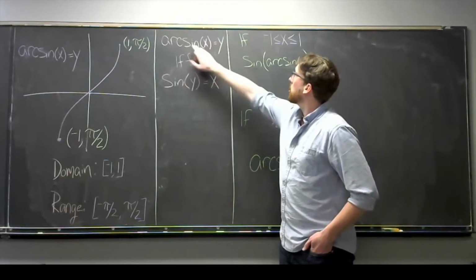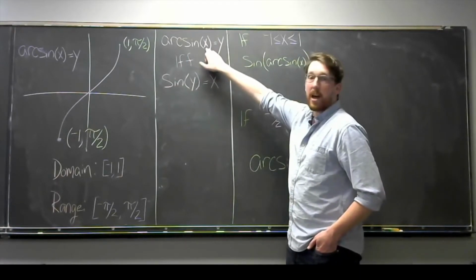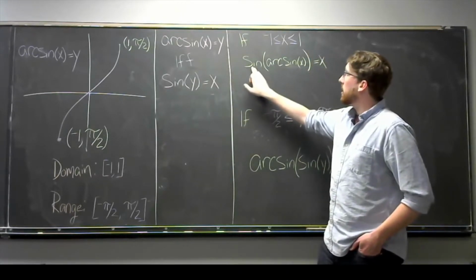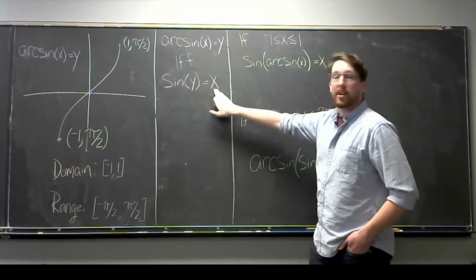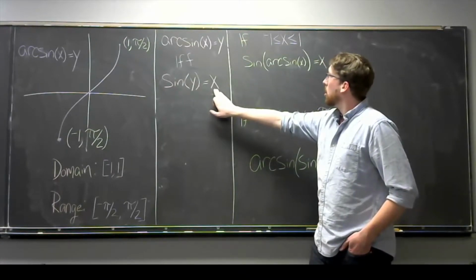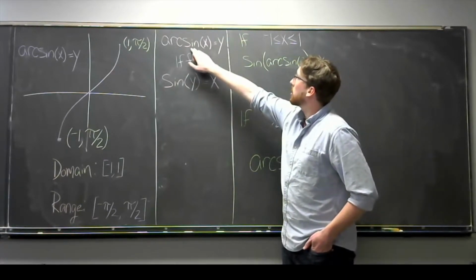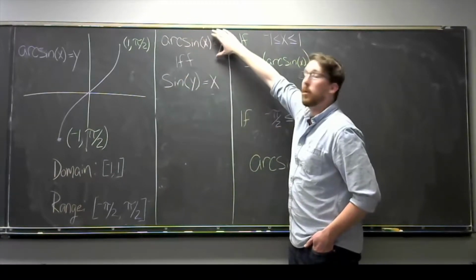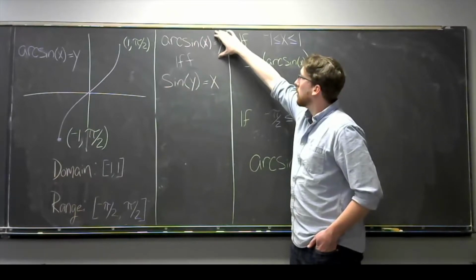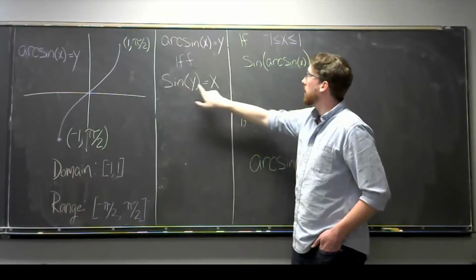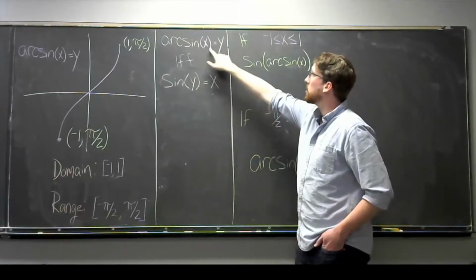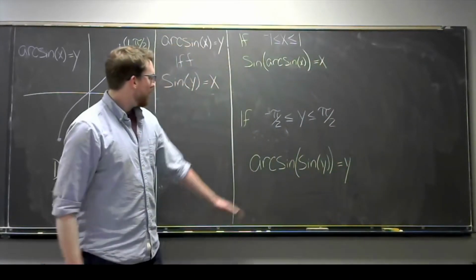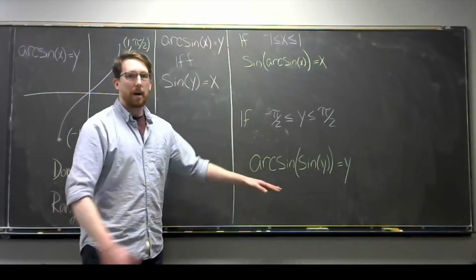Well, we know arc sine takes in an x value, spits out a y value. And we know sine takes in a y value, spits out an x value. So if we take arc sine and put it inside of here, arc sine is really y, and sine of y is really x. So since we're taking the combination of the two, we just get back to where we started. And the exact opposite direction happens here.